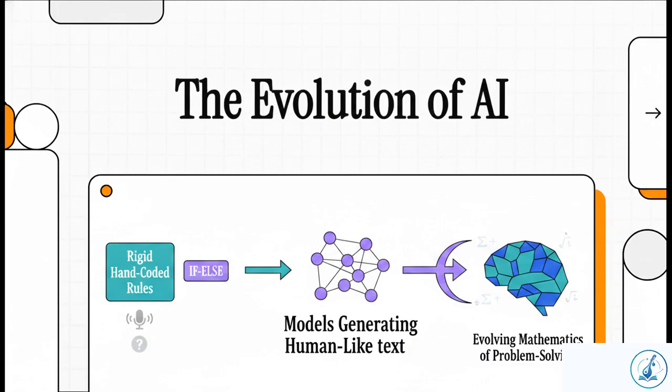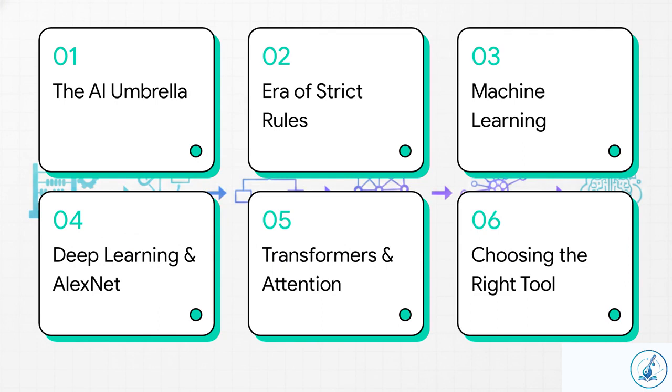Today, we're going way beyond the surface-level buzzwords to look right under the hood and see exactly how these systems solve problems. We're exploring the evolving mathematics of problem solving. Here's our roadmap for today's chronological journey to demystify how these systems actually work using a true engineering mindset.